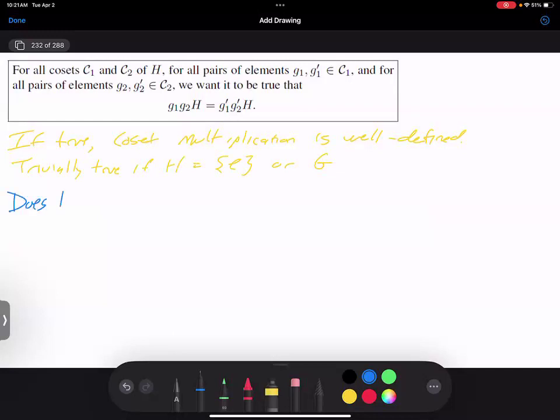My next question is, does there exist a G with no non-trivial subgroups? So can you give me a G that has no non-trivial subgroups?